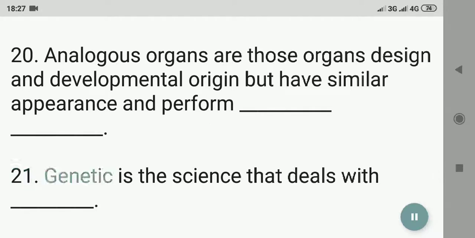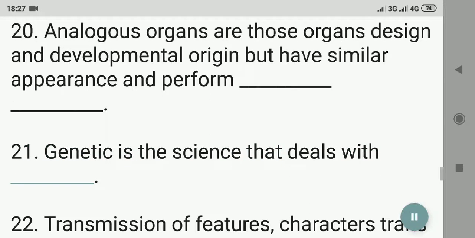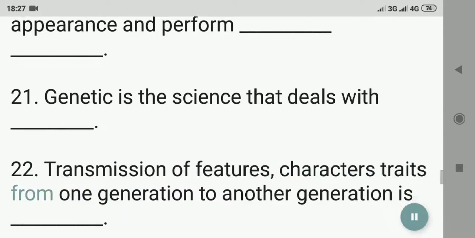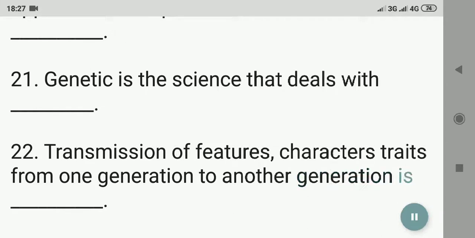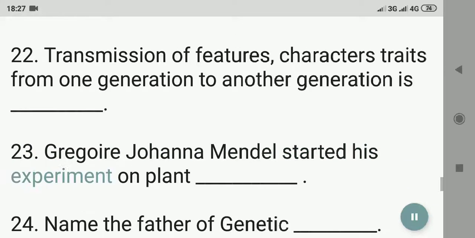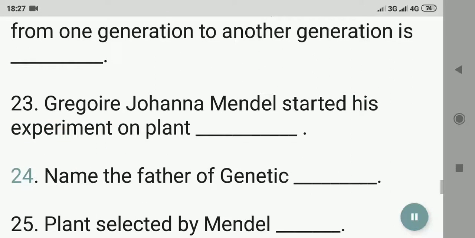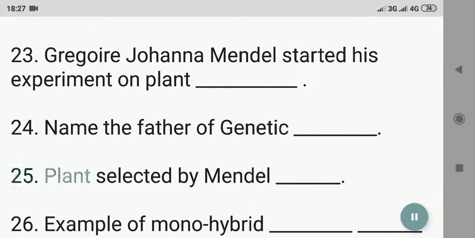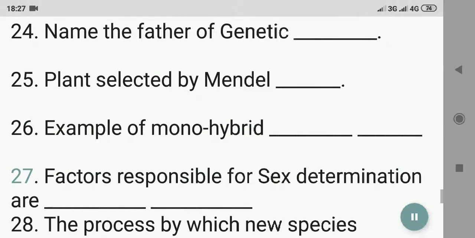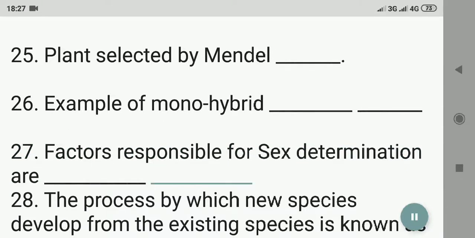21. Genetics is the science that deals with blank. 22. Transmission of features, characters, traits from one generation to another generation is blank. 23. Gregor Johann Mendel started his experiment on plant blank. 24. Name the father of genetics blank. 25. Plant selected by Mendel blank. 26. Example of monohybrid blank blank. 27. Factors responsible for sex determination are blank blank.